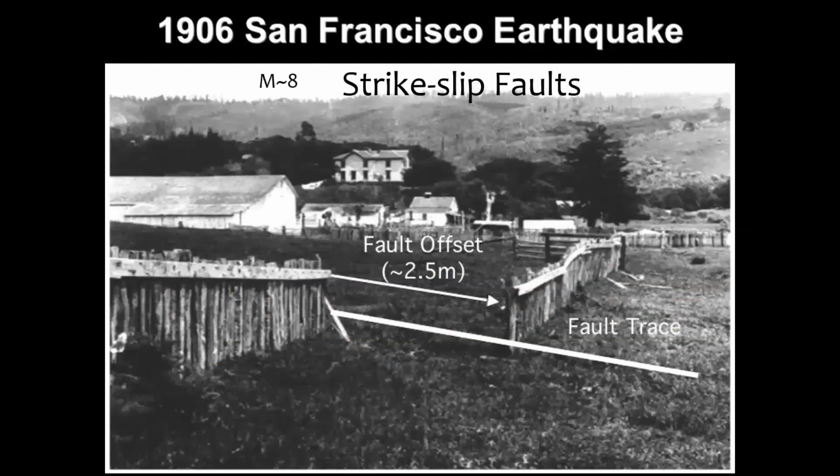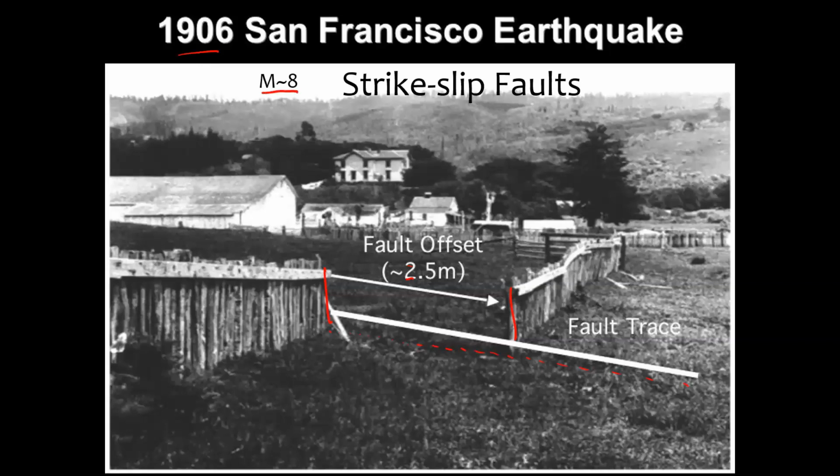Here's an example, once again, before that farmer had rebuilt his fence. You can see this is the same place that was imaged before, where this is the fault. This is the fence that was broken, and it was shifted 2.5 meters, so about 8 feet, from one earthquake in 1906. The moment magnitude of this was approximately an 8.